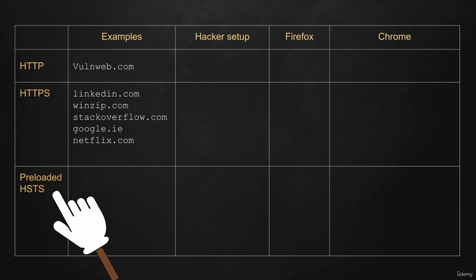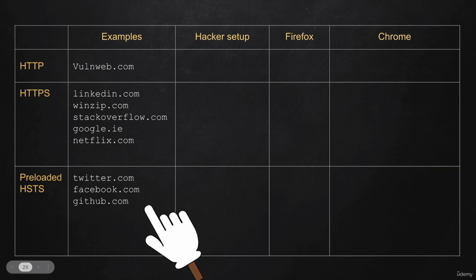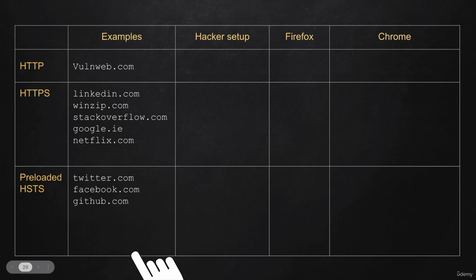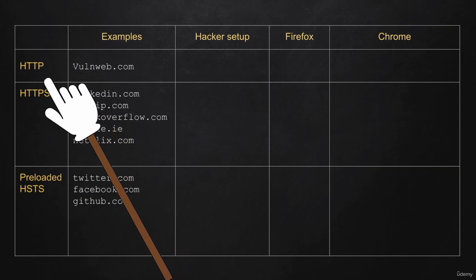And finally, we spoke about the most restrictive and the most secure method of communication, which is preloaded HSTS websites. And the way this works, we said the web browser itself will have a list of hard-coded websites that will only load over HTTPS. And therefore, because the browser has to contain this list locally, it will not contain all websites on the internet. It only contains very popular websites, such as Twitter, Facebook, and GitHub, and so on.